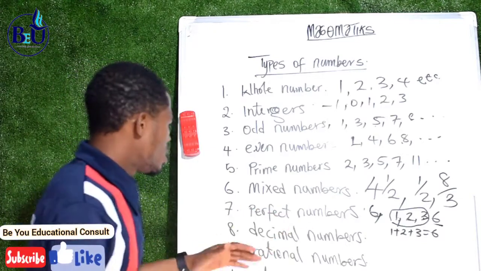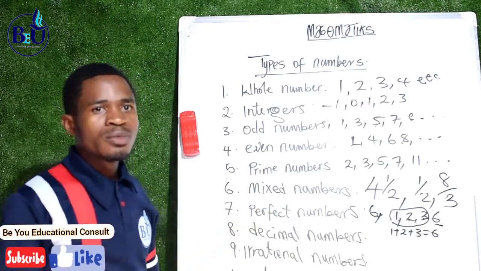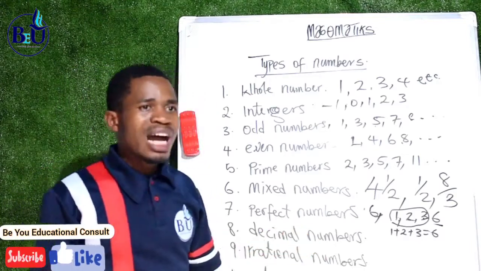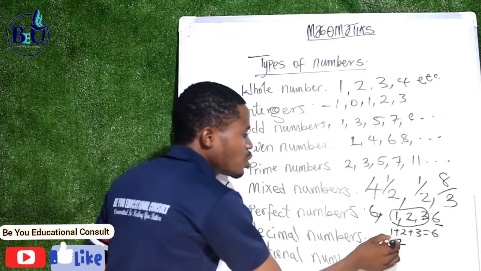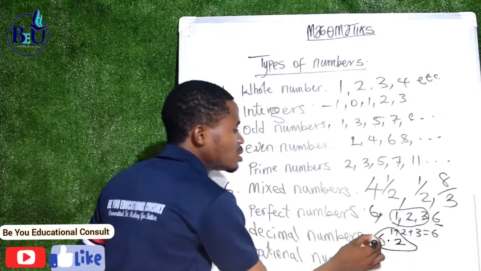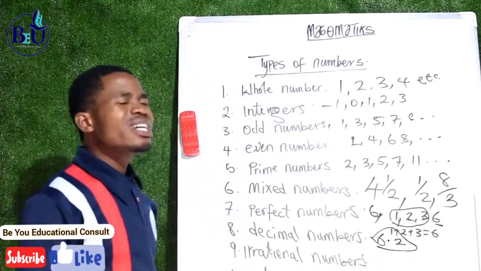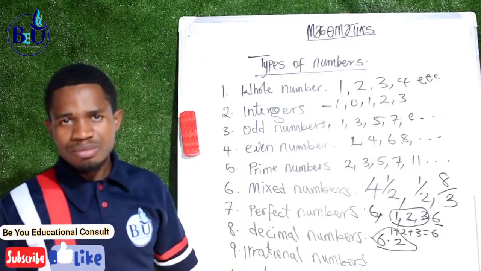You have what we call decimal numbers. A decimal number is a number that has a point in its expression, like 6.2. Because of this point, this makes it a decimal number.